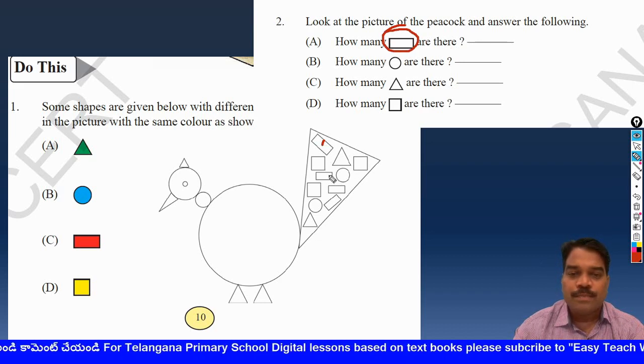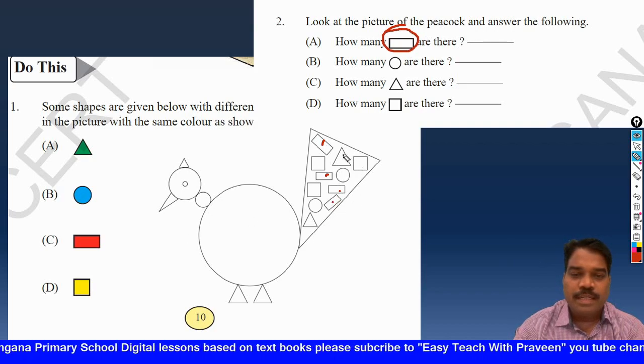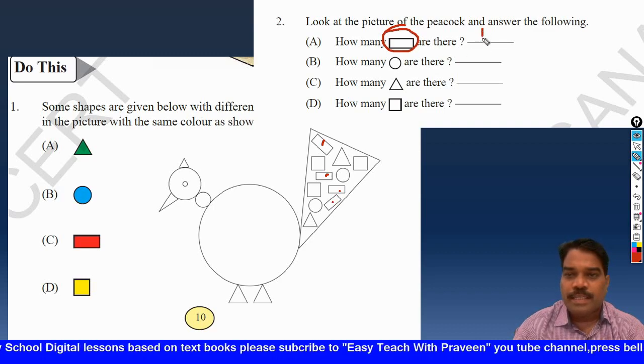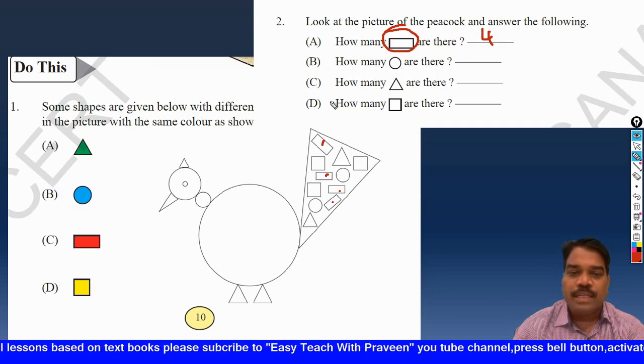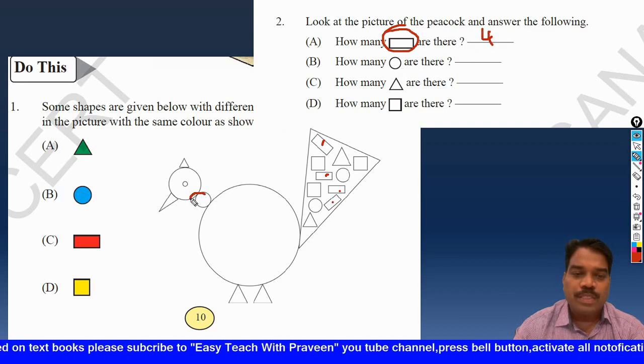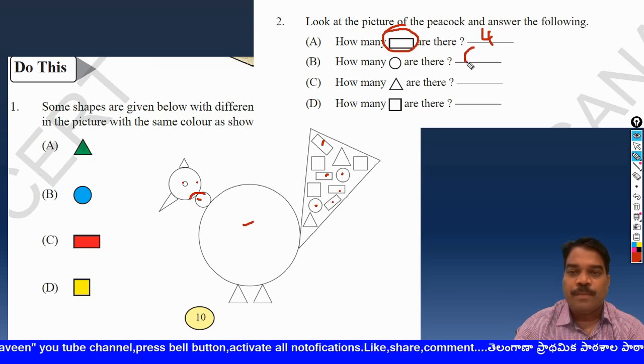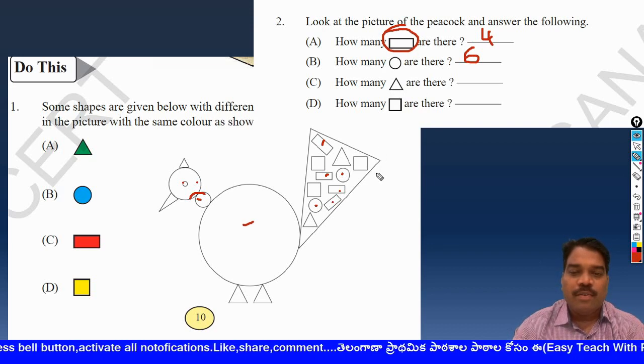Here is 1, 2, 3, 4. So how many rectangles are there? 4 rectangles are there. And how many circles are there? How many rounds? How many circles? Here it is 1, 2, 3, 4, 5, 6. How many are 6? And how many triangles and how many squares? You have to count.